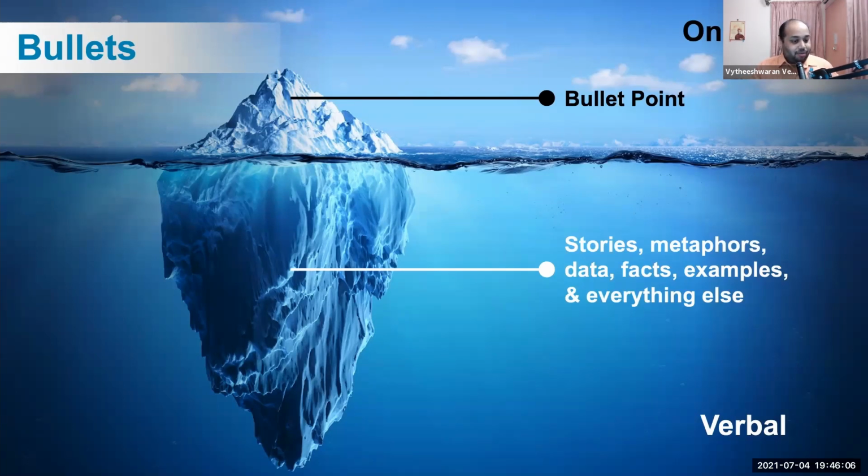The analogy that I always use for my trainings when we talk about bullet points is the iceberg. The tip of the iceberg is your bullet point. There should be only so much shown on a bullet. Your stories, metaphors, data, facts, examples, and everything else goes in your delivery, not on your slide. Your slide is only that much. Your verbal content must be much, much more so that you are really able to elaborate.